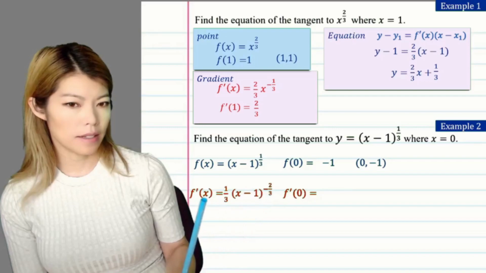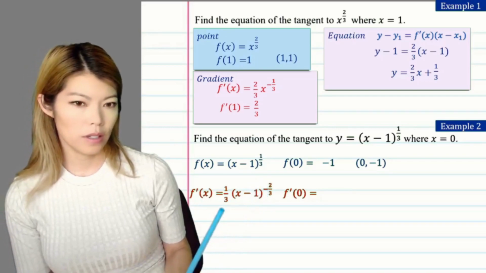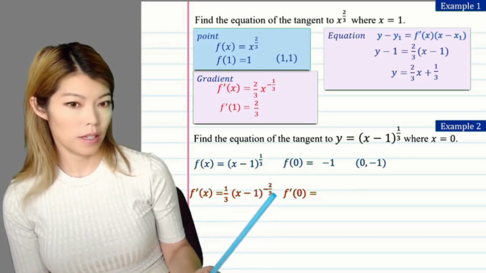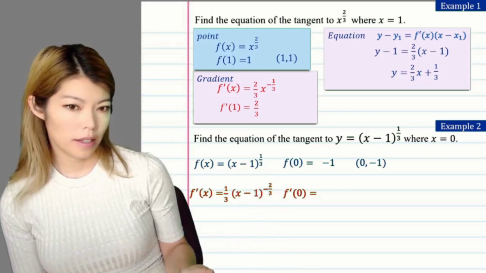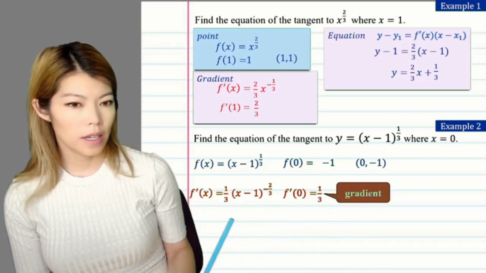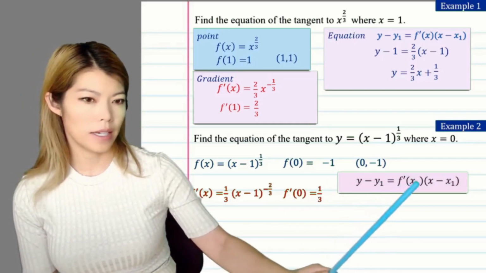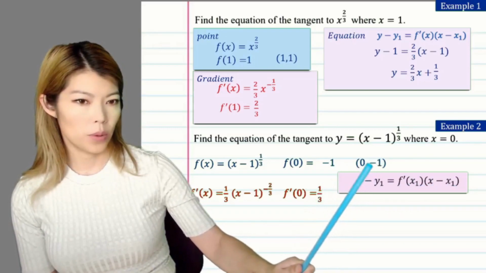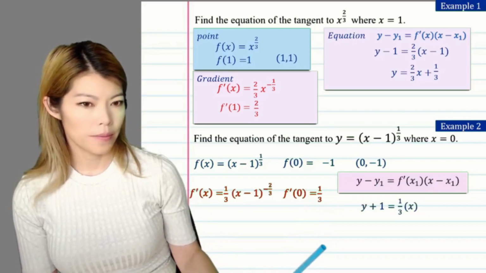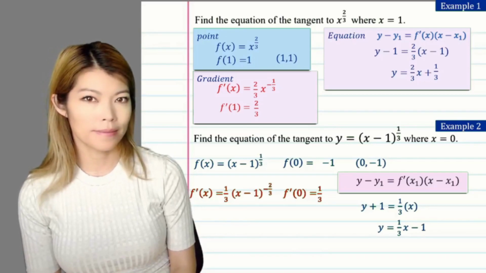Now the derivative at 0, so this at 0, minus 1 to the negative 2/3. It's just a mouthful. So minus 1 squared is positive. And then cube root that, well, it's still positive, so we just have a third. So gradient, we have a point, put into y minus y1 equals gradient times (x minus x1). So putting this point in, that's x, that's y, and a third. We have y equals a third x minus 1.